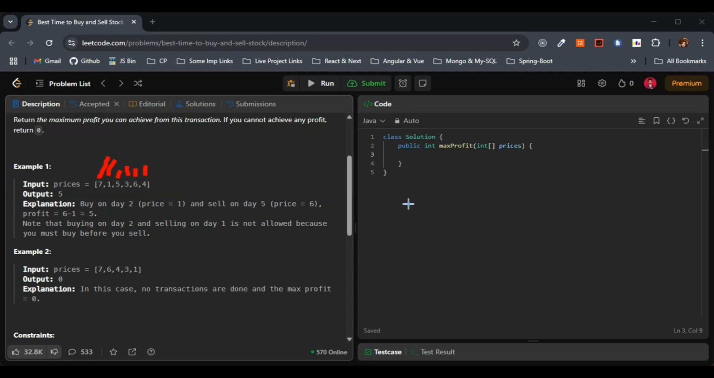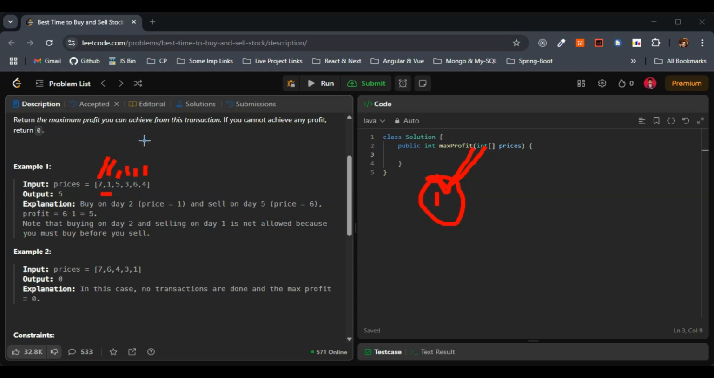Here, first we need to find the day at which the cost or the value is less. On the second day we have the price 1, so we will consider this one and buy it. On the second day in the array, the least value is 1, so we will buy the stock on the second day.